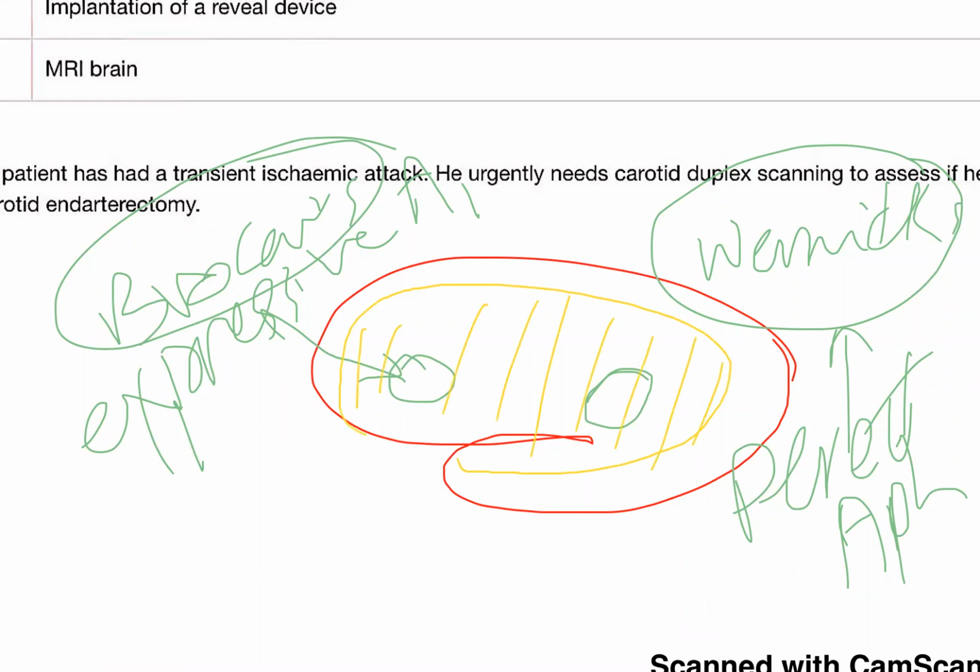You have some weakness because the upper arm is represented more here, since the body is represented upside down. So the leg is here, and the arm is here. The arm will come more with the middle cerebral artery, and the anterior cerebral will be much more here.